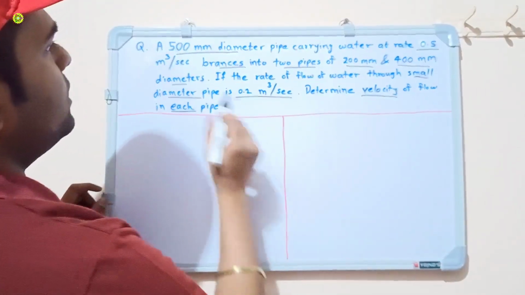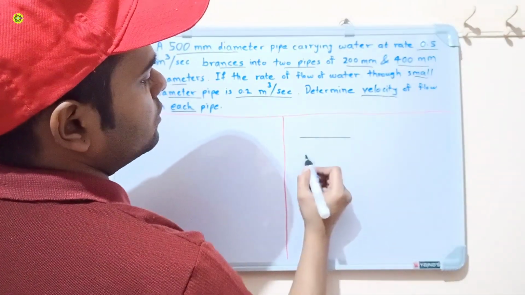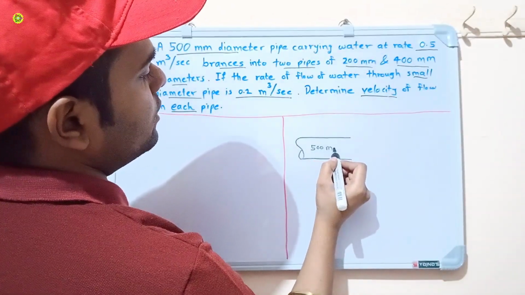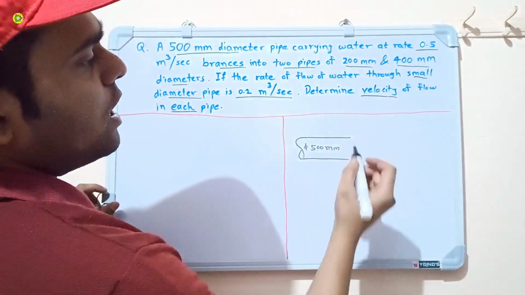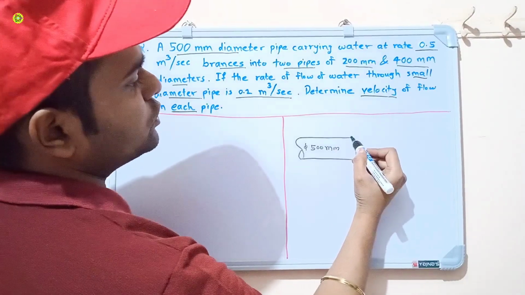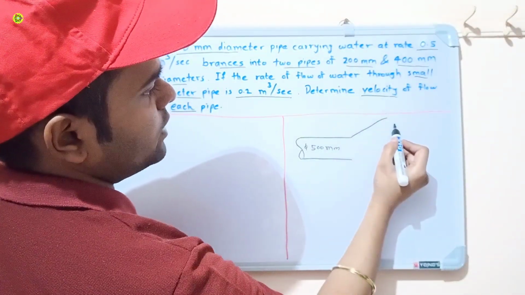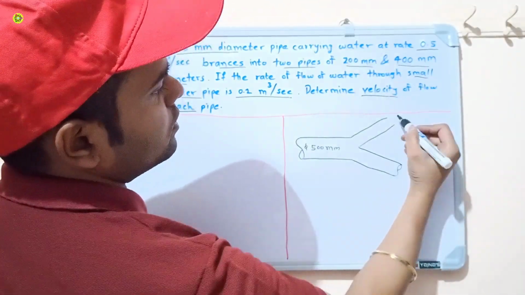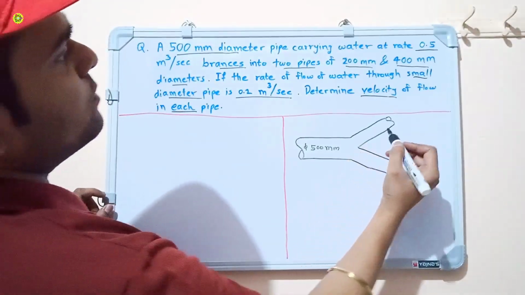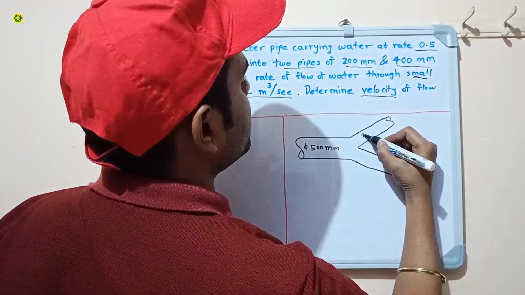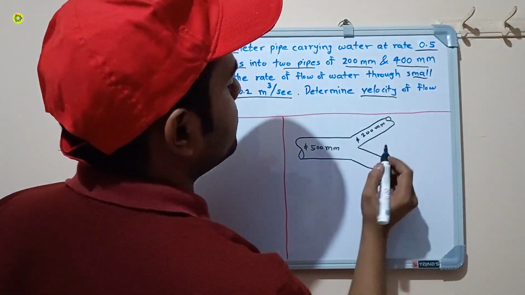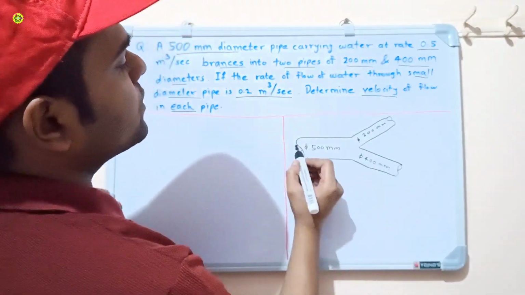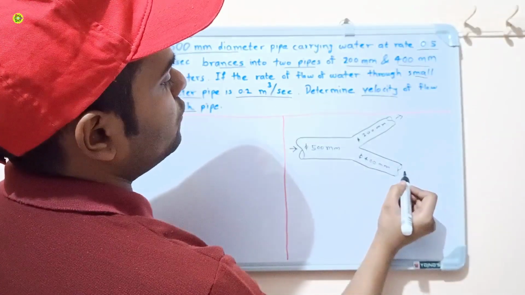So here, our header pipe has 500 mm diameter. This is our header pipe of 500 mm diameter. This 500 mm diameter pipe is branched into two other pipes. This is one pipe, and this is another pipe. This pipe has diameter 200 mm. This is the small pipe, 200 mm diameter, and this bigger pipe has diameter 400 mm. This is the flow direction of the fluid.